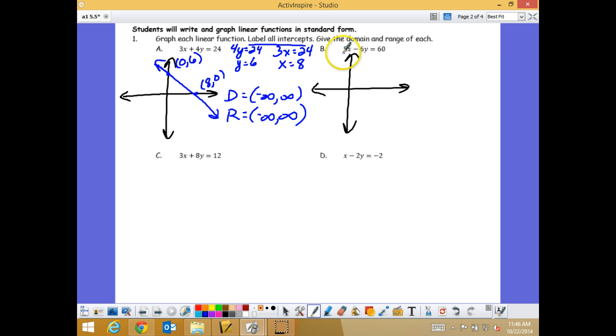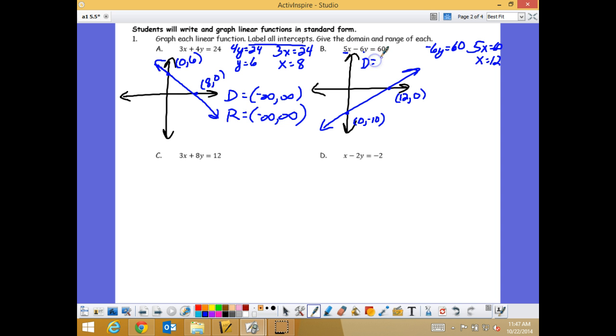Find the y-intercept by plugging 0 in for x. So we have 5 times 0, which is 0, minus 6y is negative 6y is equal to 60, which means y is negative 10. So we're down here. And for the x-intercept, we plug 0 in for y. So we're left with 5x equals 60. So x is 12, and that is the x-intercept. 12, 0. So there's the line.